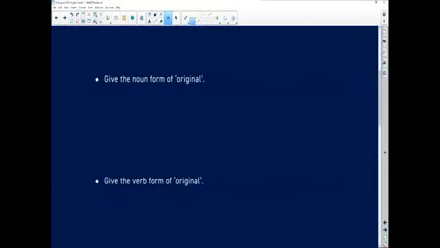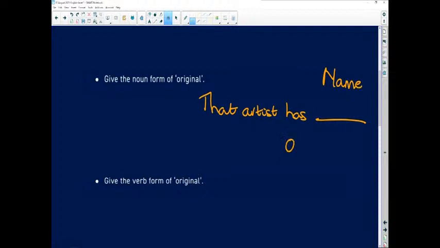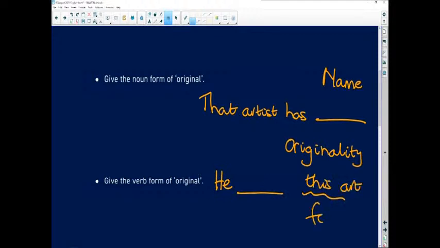So the noun form of original, put it in a sentence. That artist has, and I want to name what he has. He has originality, right? Then you could say, he, this art form. Now I want the verb. So I want something saying he made this art form. He created this art form, but it's got to be the word original.